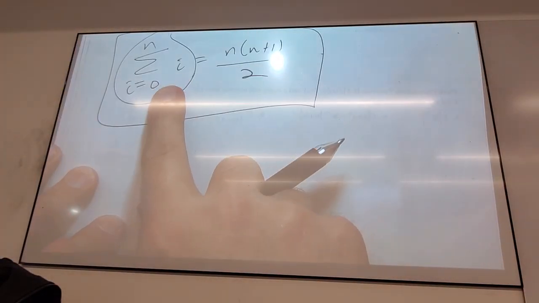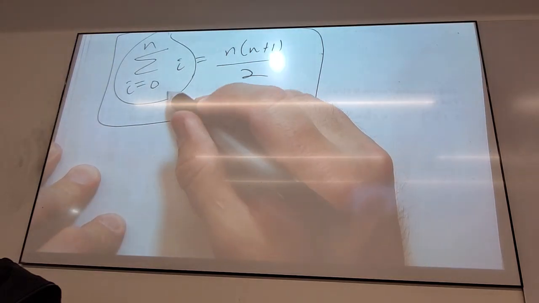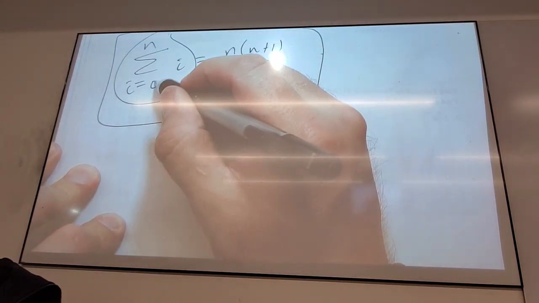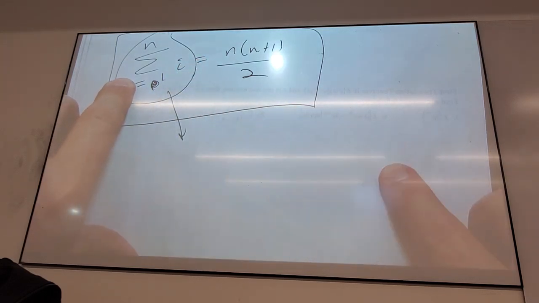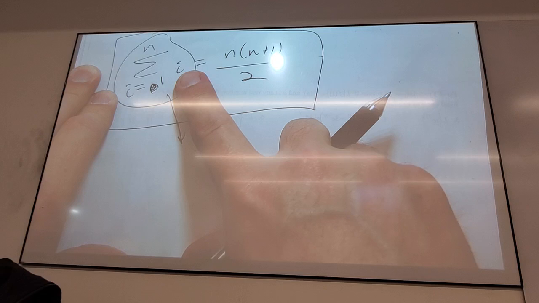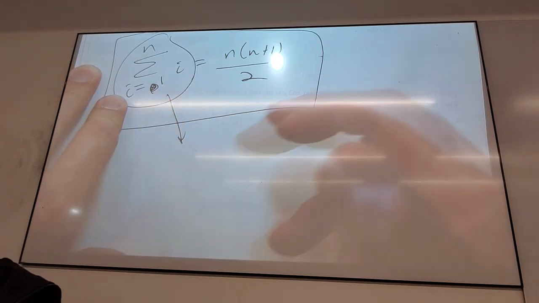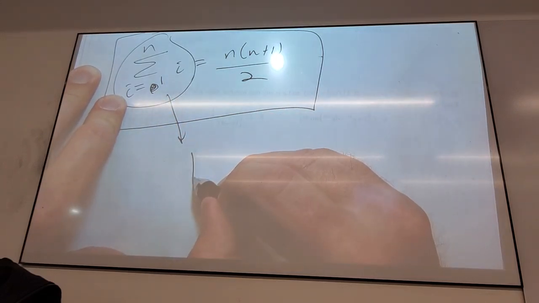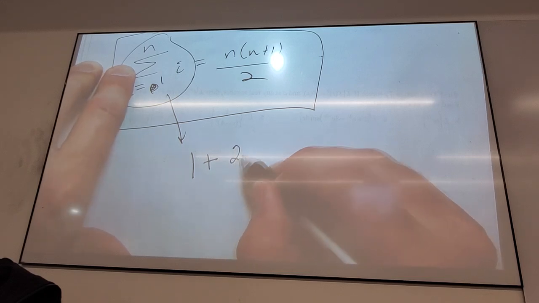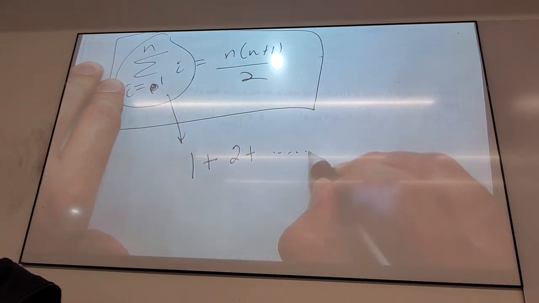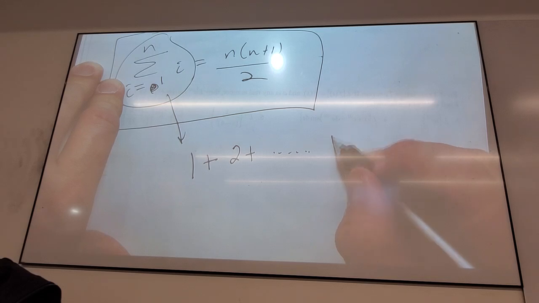What does this actually say? Can somebody tell me? In fact, let me start this at 1 because 0 doesn't really make sense. How does this translate into a list of numbers I'm adding up? What is i at first? 1. The symbol means add. What is it now? 2. And I'm going to do that up to n.